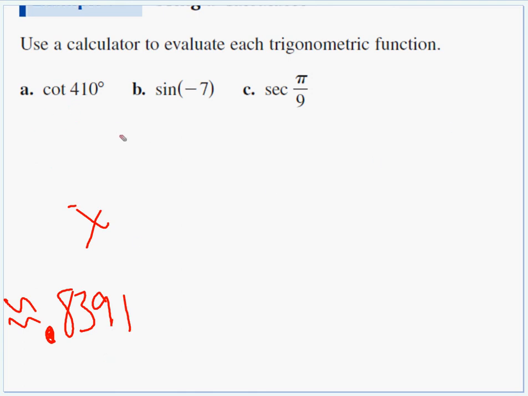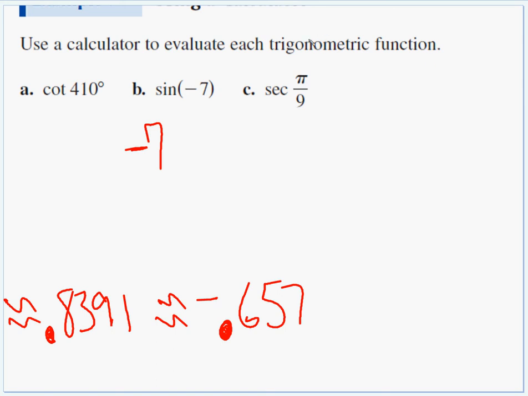Letter B. I do not see a degree symbol, so I'm just going to say it's in radians. Change your calculator to rad mode. On the TI-30, you'd hit the 7 key first, then the negative, and then the sine key, and that turns out to be approximately negative 0.6570.